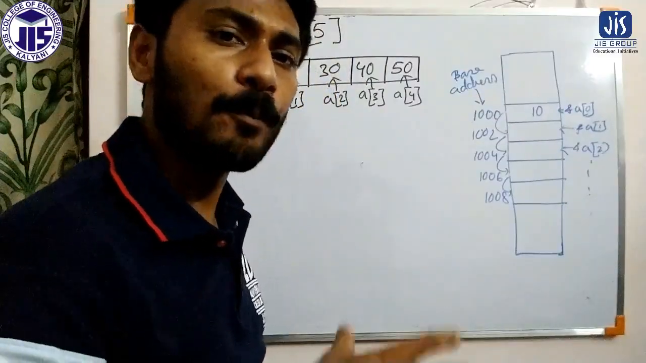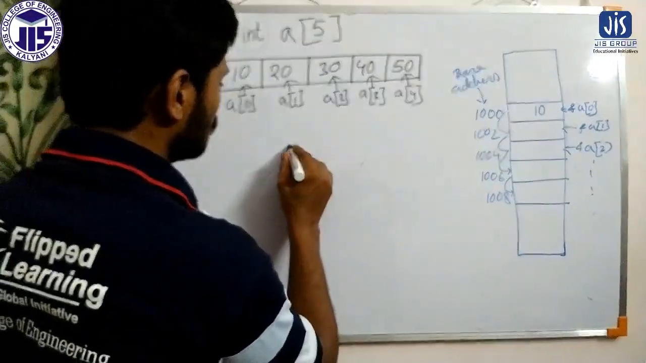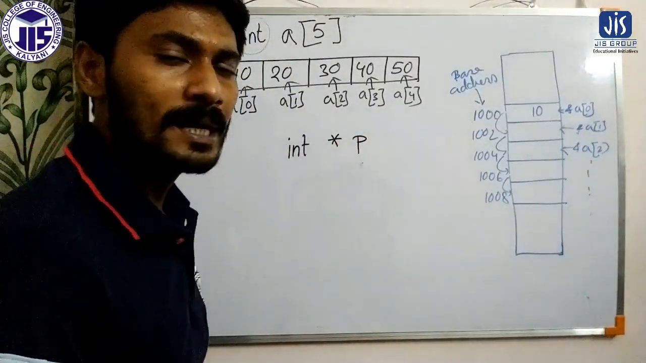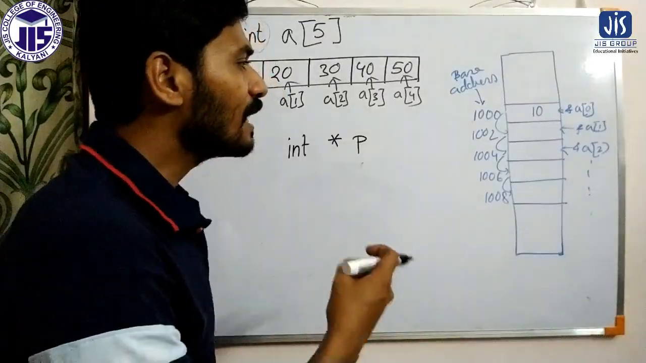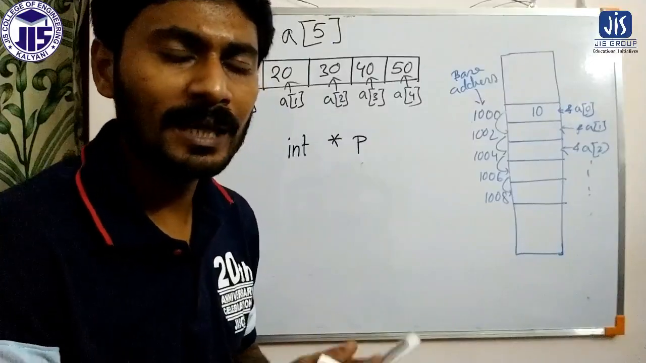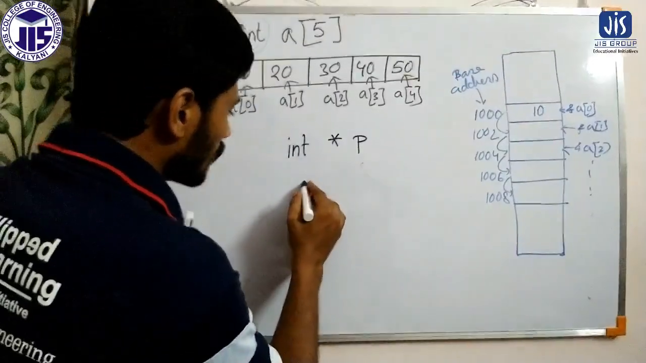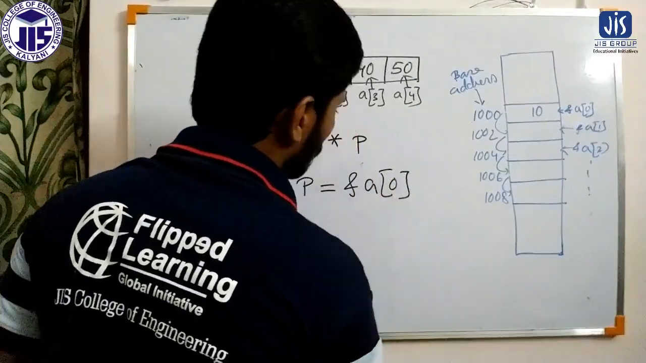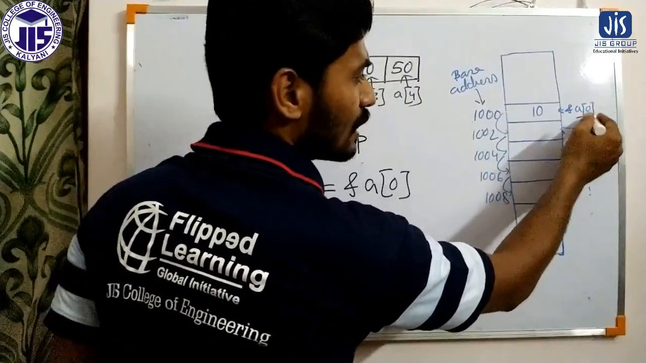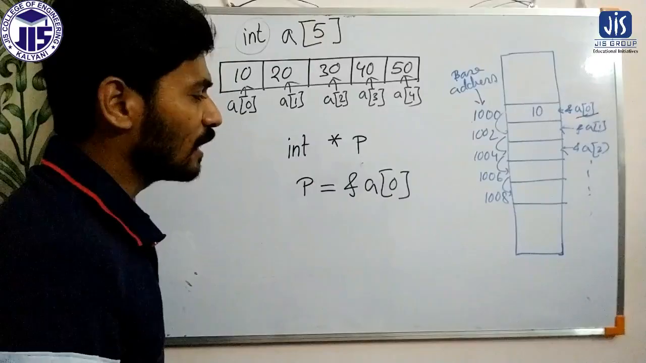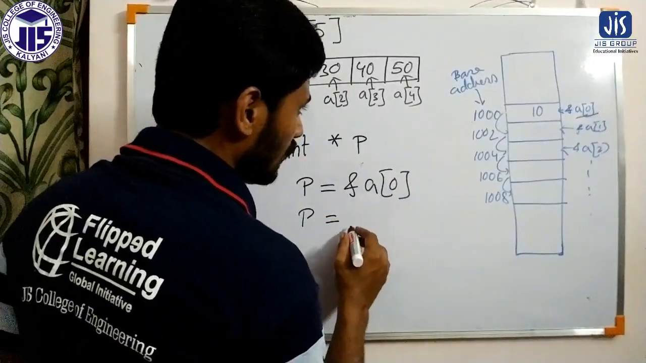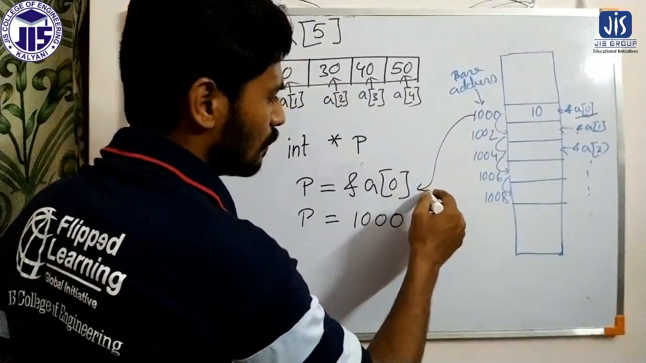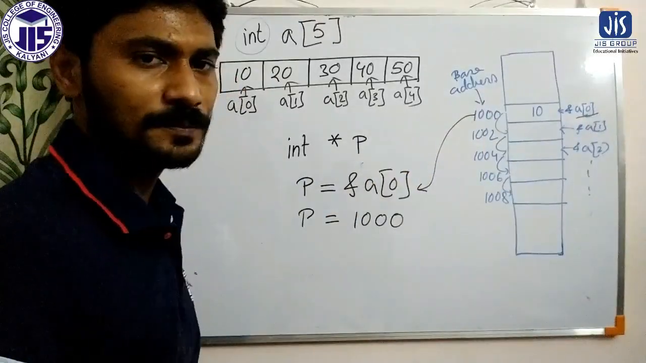Now what we do, we take a pointer variable. For example, I take a pointer variable P. P is a pointer variable. So what can P store? P can store the address of any other variable. So in P we store the base address of the array. That means we store the address of the 0th element of the array, that is 10. So that means the value of P is actually 1000. This address we store into the pointer.